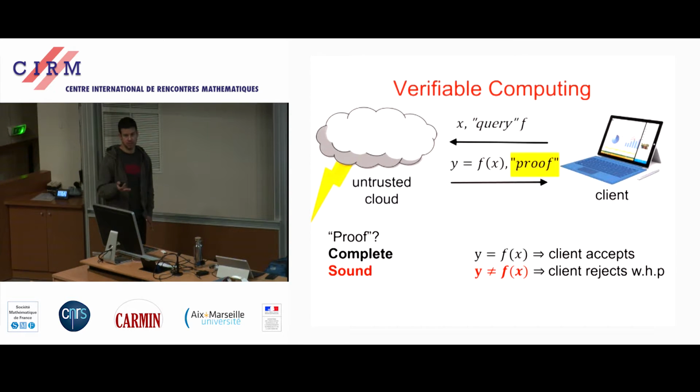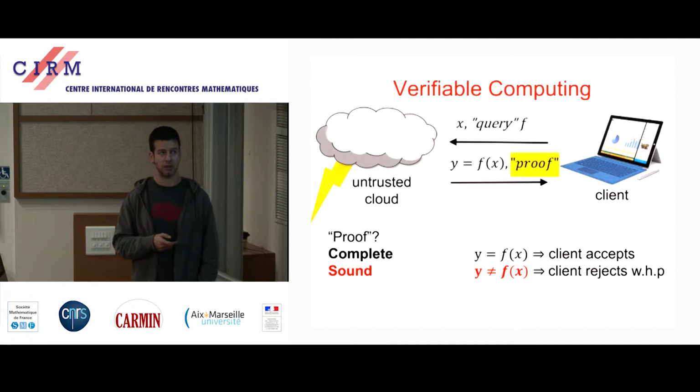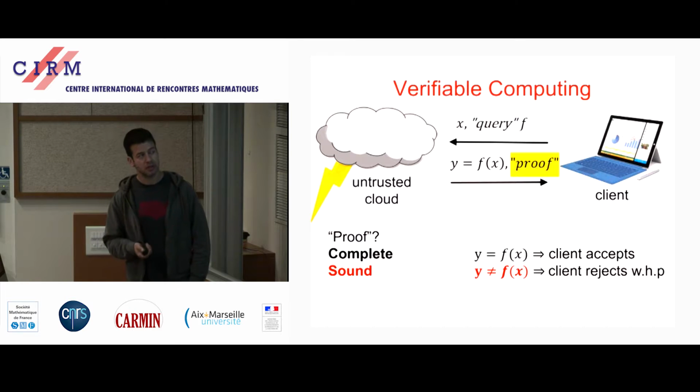Obviously, we want the cloud to be able to help us, so it should be able to convince the client that y is equal to f of x. The more interesting property is soundness. If y is not equal to f of x, if the cloud is lying, then it should not be able to generate a proof that convinces the client.